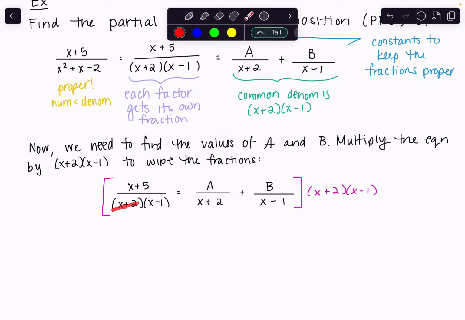In doing so, that would make those cancel on the left-hand side, and we would just get x plus 5. Over here, when I multiply this expression by both of these, just the x plus 2 cancels. So I'm left with a and x minus 1. And then over here, the x minus 1's cancel, so I'm left with b and x plus 2.